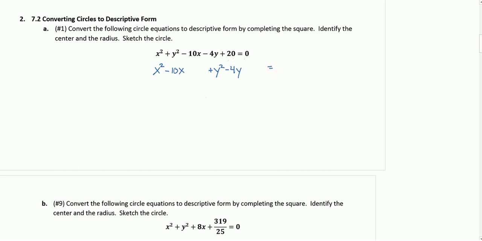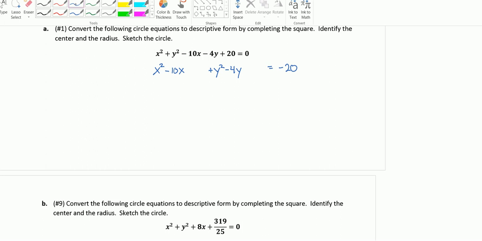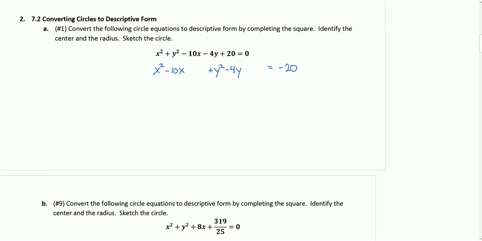So we have that positive 20. I'm going to subtract 20 to make it equal to negative 20. And now I'm going to complete the square twice. First, for the x values, there's a negative 10 in front of the x. So I take the negative 10, cut it in half, and then square it. So half of negative 10 is negative 5. When you square that, you get 25. So 25 is what we want to add to complete the square for the first part. Whatever you add to the left side, add to the right side as well.